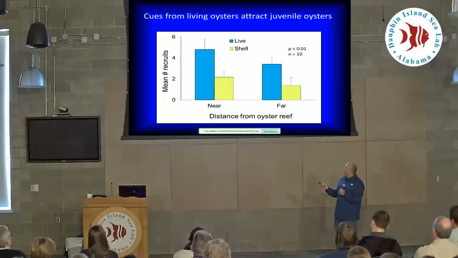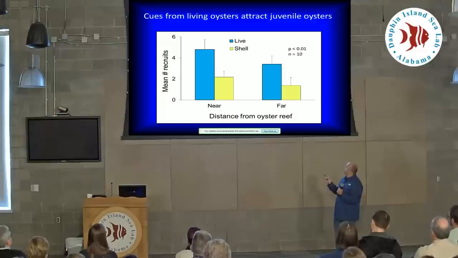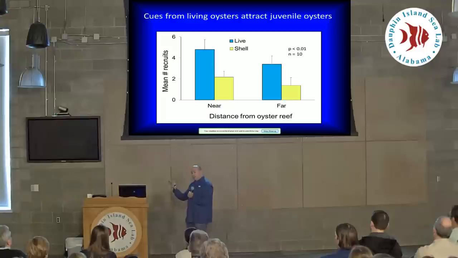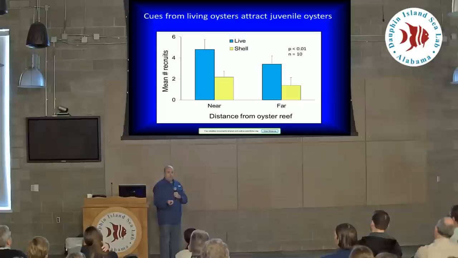But if you look at the mean number of recruits, it didn't really matter whether they were near reefs or far. The living oysters always got significantly more settlement than those with shells. And so that suggested to us that there's a chemical cue that comes off those living oysters that causes settlement to occur. And this isn't the most shocking finding. People have done this in the lab before, okay? I mean, this was the first one to do it in the field. And I thought it was pretty surprising, this near and far angle.